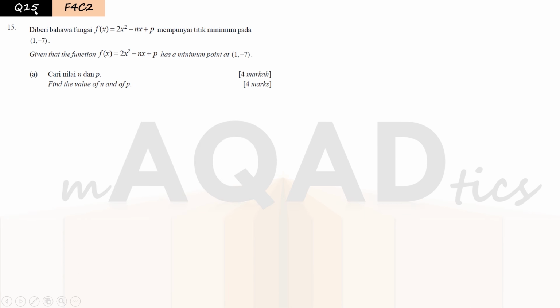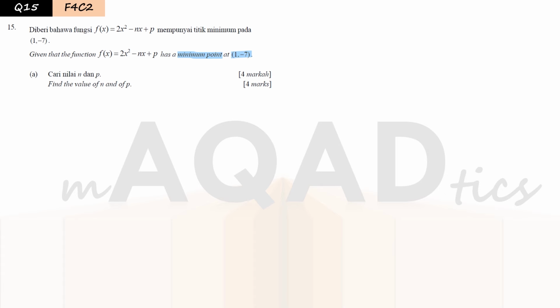And for the last question, going back into quadratic functions. Here we are given a quadratic function, and it is given its minimum point, which is 1 and negative 7. So in part A, we need to figure out the values of n and p from this quadratic function.